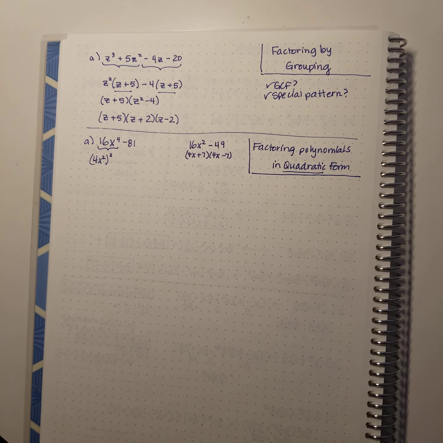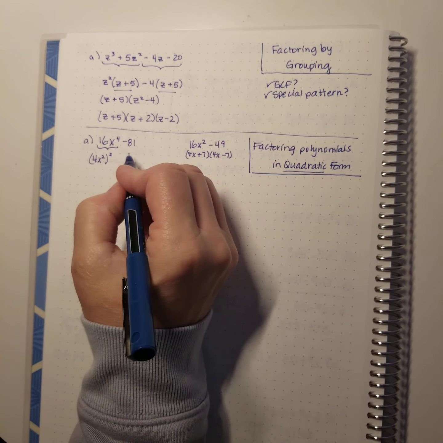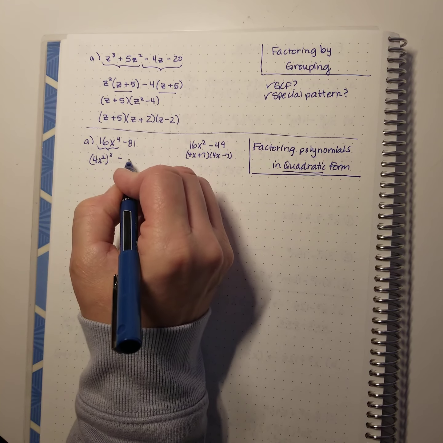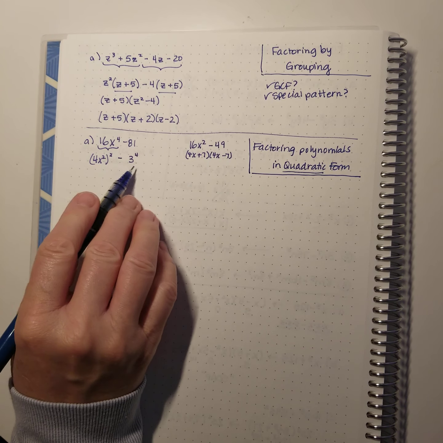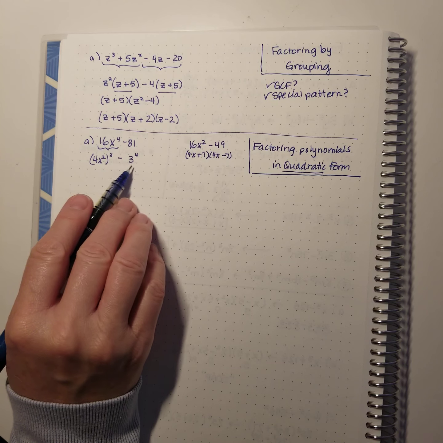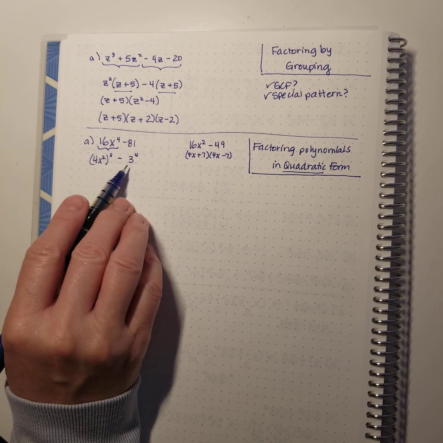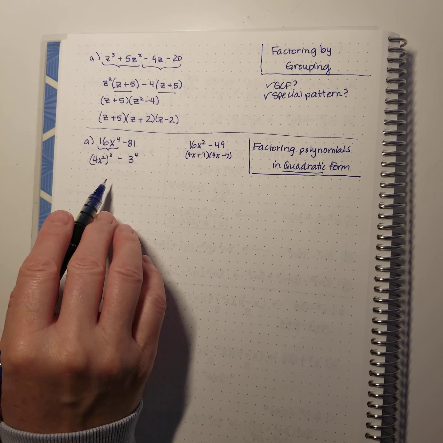And 81, well, guess what? You might think of that as 3 times 27, or whatever you might think of, but this is really 3 to the 4th power. Okay, so it's a little harder to recognize, but you'll get used to it as you do more of these. So this one, we're going to actually apply our quadratic pattern.